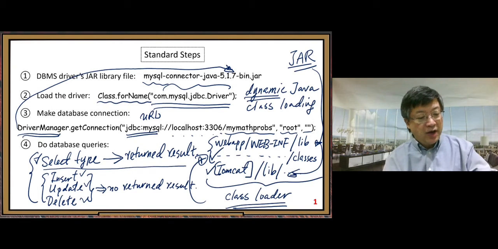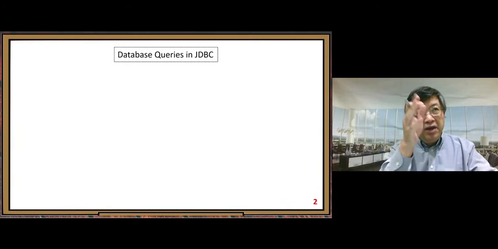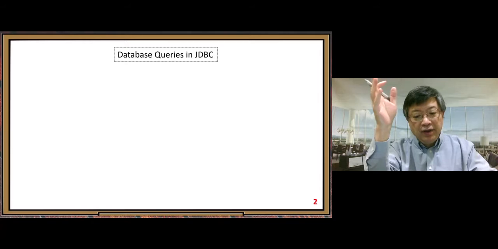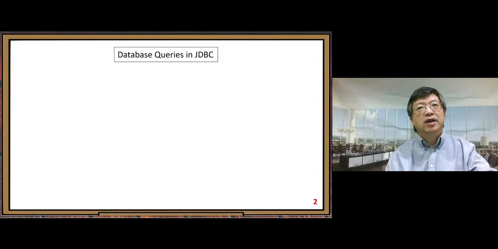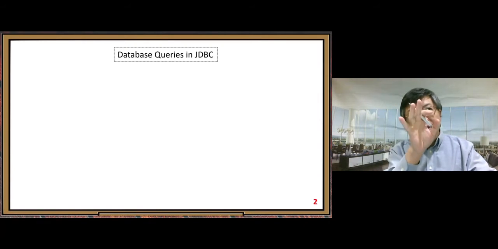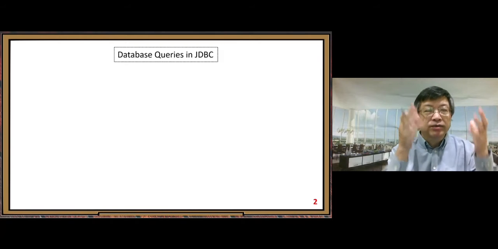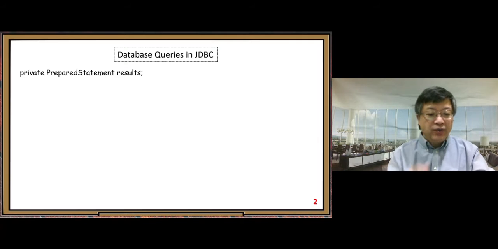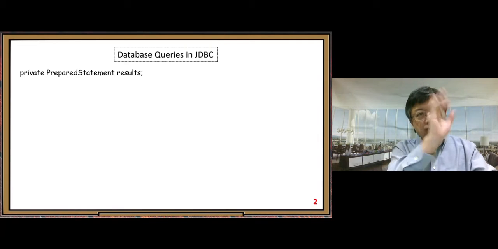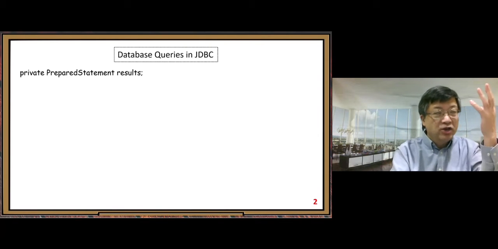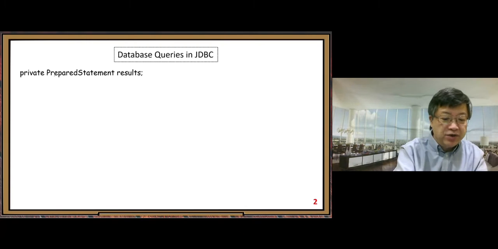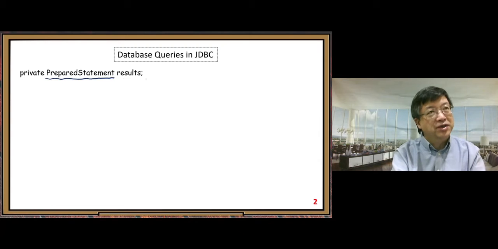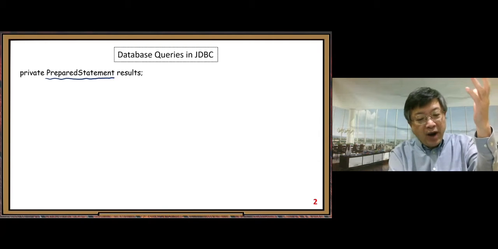Let me show you the main steps processing the select type JDBC query. What are the things we need to do for a typical select type query? First, we need to declare some appropriate objects. Here we use PreparedStatement object, ResultSet. So what's the PreparedStatement?